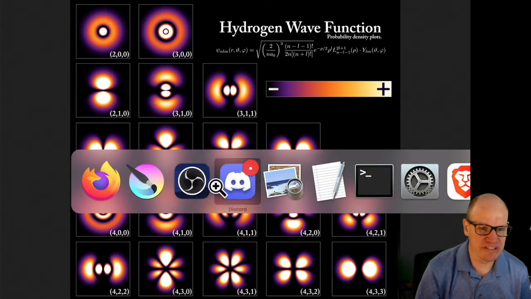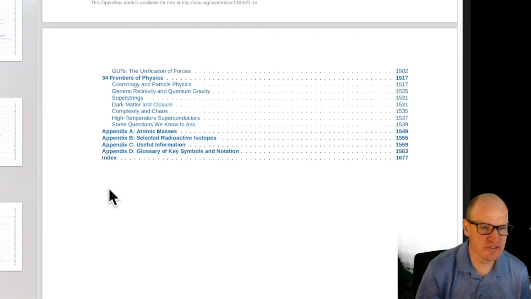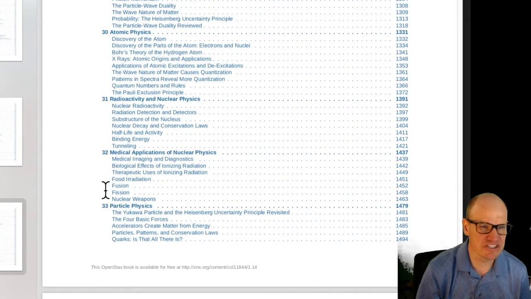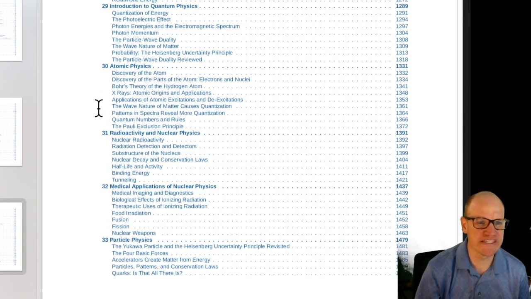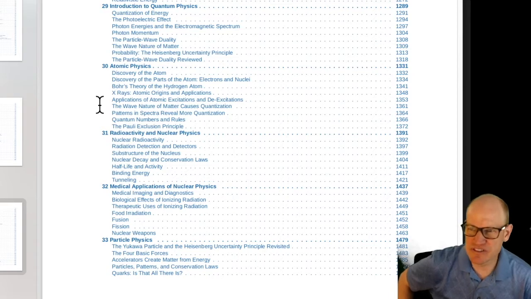We are going to be looking at this textbook at some units. The chapter we'll be looking at is chapter 30. So the discovery of the atom, and the parts of the atom. We discovered that the atom had parts, like a nucleus, protons, neutrons and electrons. I assume everyone already knows that.